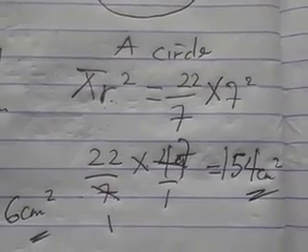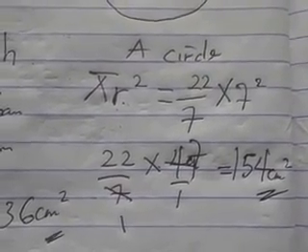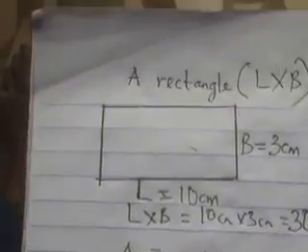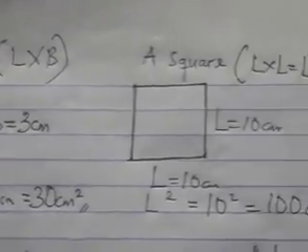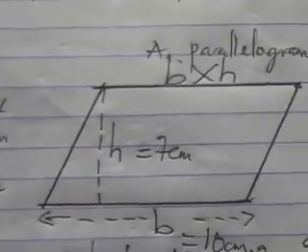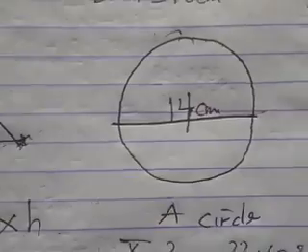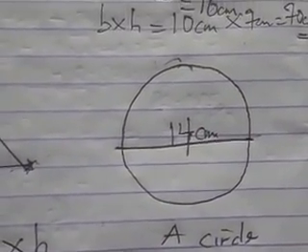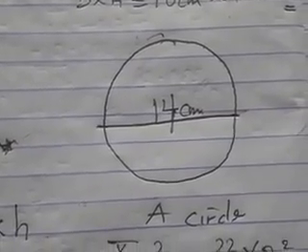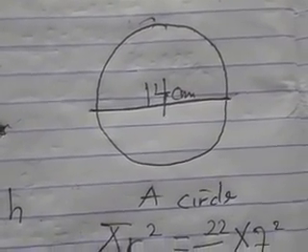Very, very simple. So you can see, in order for you to solve all these shapes that I have solved, rectangle, square, triangle, parallelogram, trapezium, and circle, just know the formula. What's the formula for area of a rectangle? Length times breadth. Area of a square, L square, which is length times length.